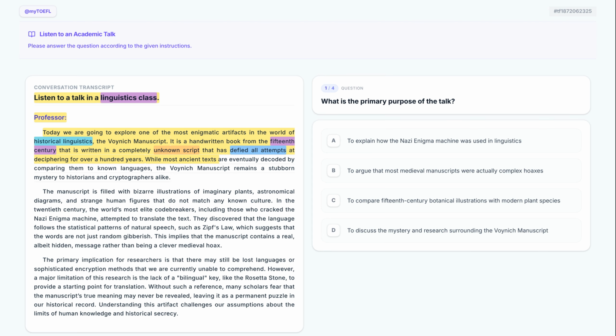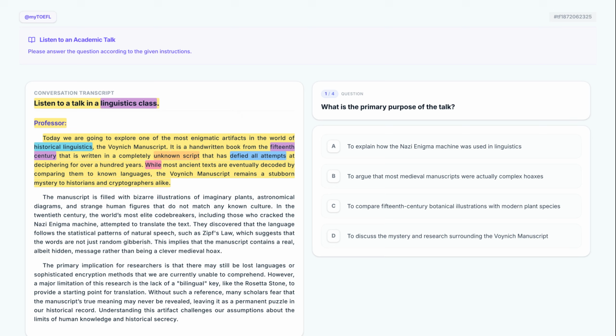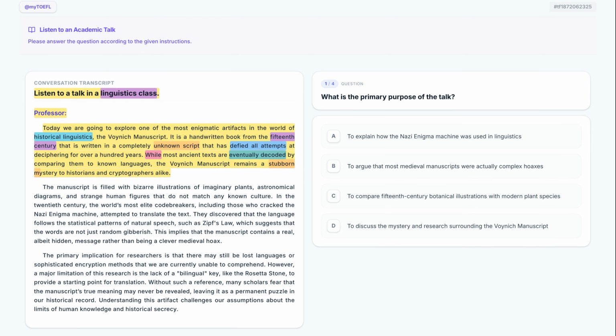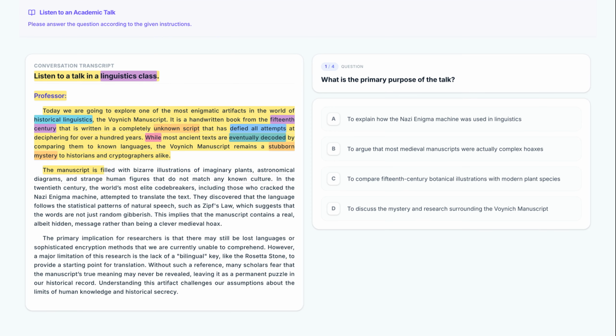By using the contrast word while, the professor highlights how this text differs from others that are eventually decoded, labeling it a stubborn mystery. The professor describes the visual content, mentioning bizarre illustrations of things like imaginary plants that do not correspond to any known culture.